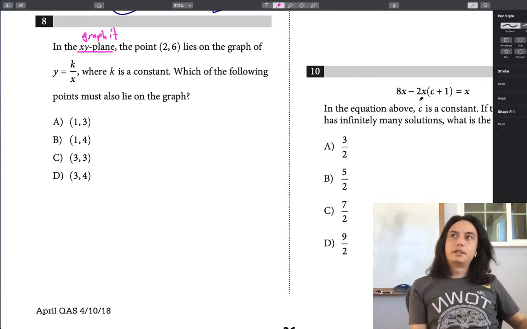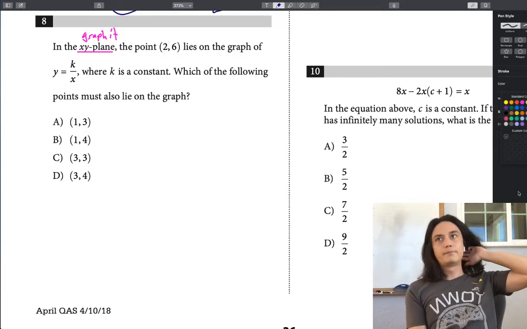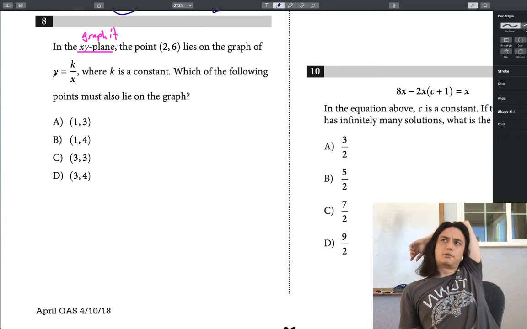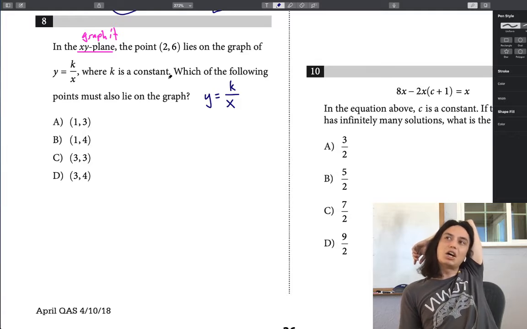All right, fine. In the XY plane, the point 2 comma 6 lies on the graph of y equals k over x, where k is a constant. Oh god, that's terrible. Which of the following points must also lie on the graph? So here's the equation. Y equals k over x. That's terrible. I hate that. But okay, which of the following points must also lie on the graph? Oh, this is so easy though. So they're giving us a point.